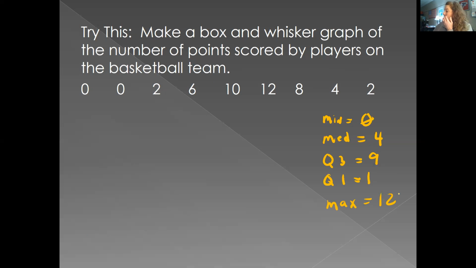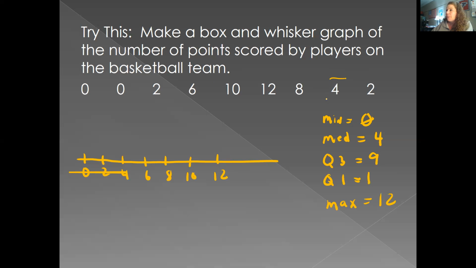So I need a number line from 0 to 12. So 0, 2, 4, 6, 8, 10, 12. All right. And then let's find our median. The median is 4. Our lower quartile is 1. So we need our box to go from our lower quartile to our upper quartile. So our lower quartile is 1, our upper quartile is 9. There's our box. The line in our box points to our median. And then that's our box.